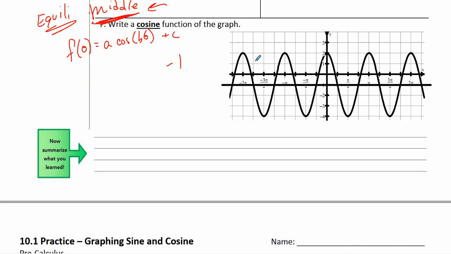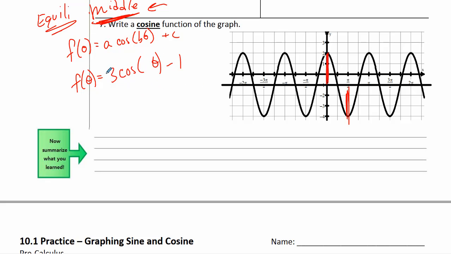The amplitude is from the middle to the highest or lowest point. So I went 3 difference there. There's a 3 difference there. So the amplitude is a 3. So f of theta is equal to 3 cosine of something theta minus 1.